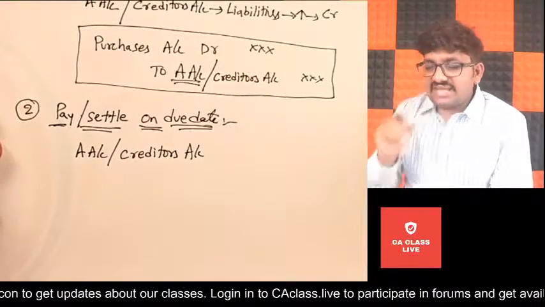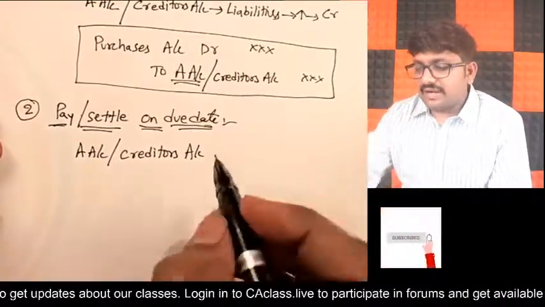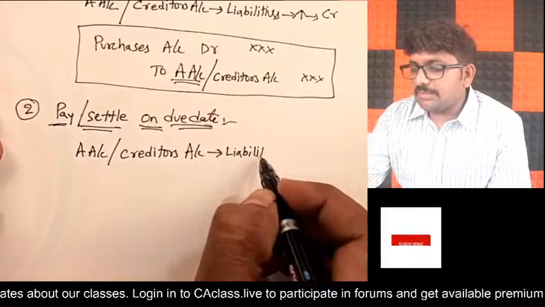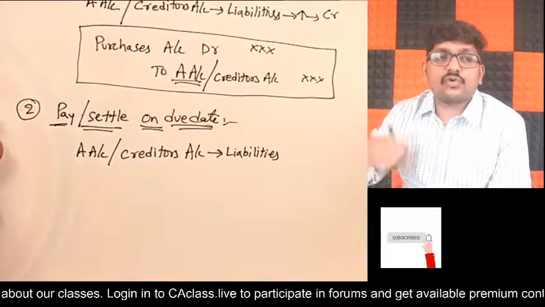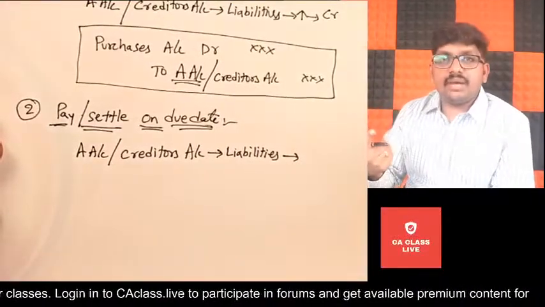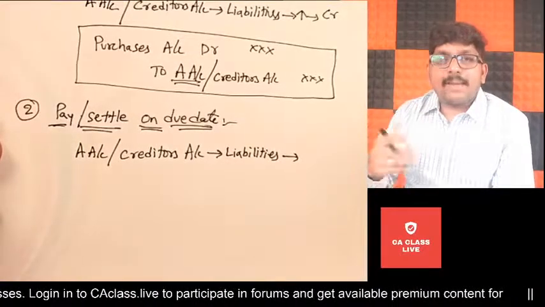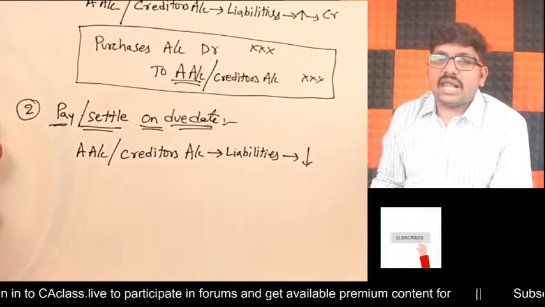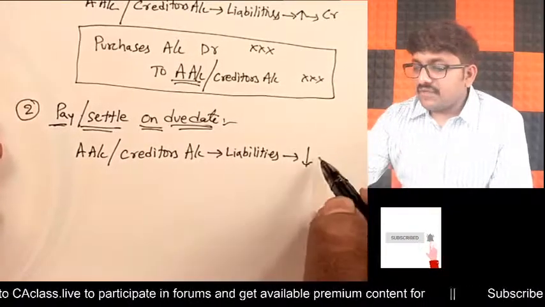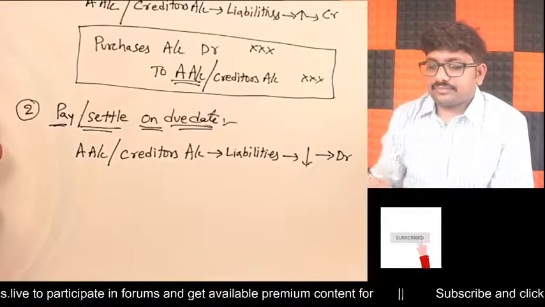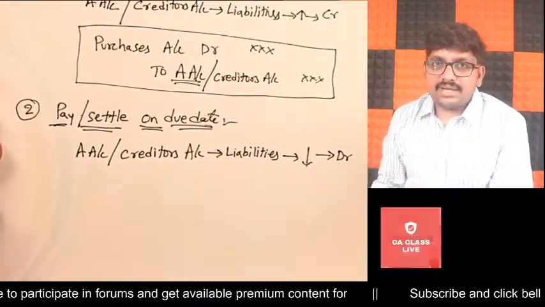Now whenever A's account or creditors account is affected, these are part of what? Liabilities. Obviously part of liabilities, because we have to pay them. When you pay back, your liabilities will decrease. Whenever you pay back, your liabilities decrease. What you should do? Debit. Correct? You have to debit.